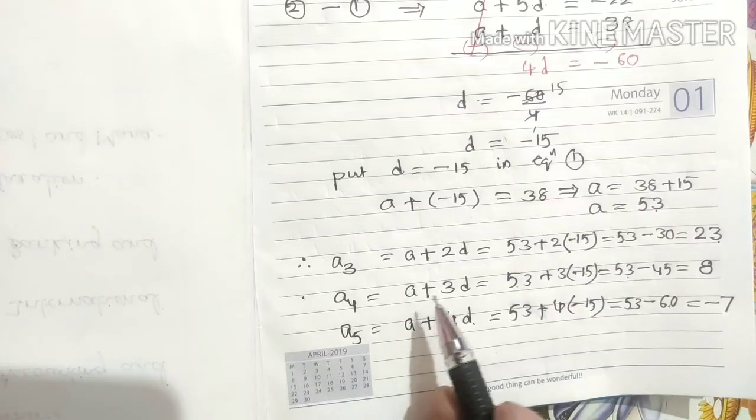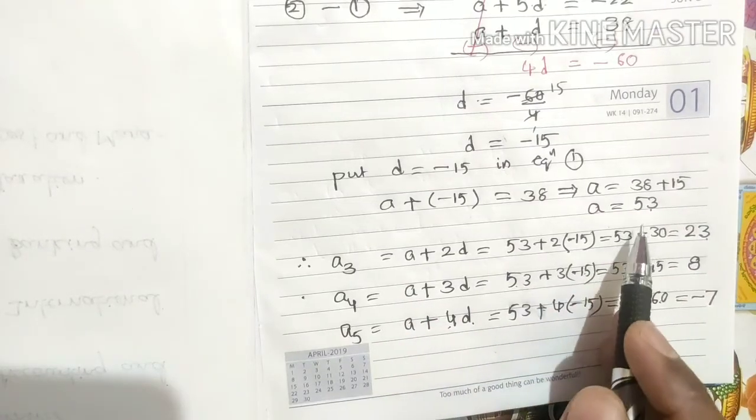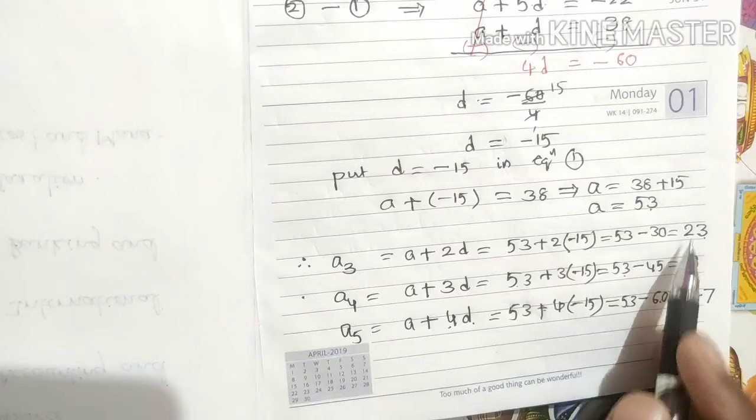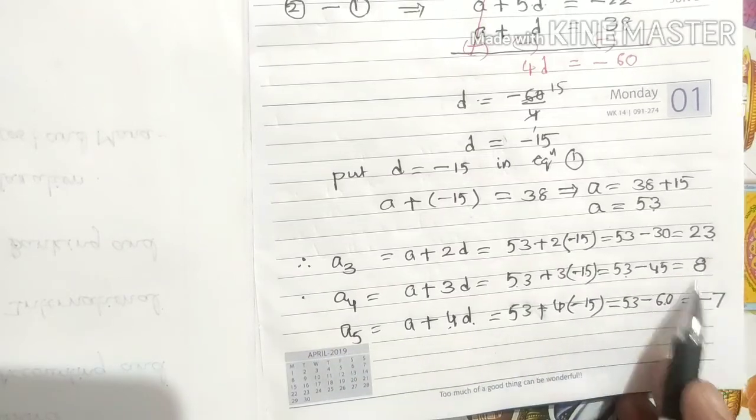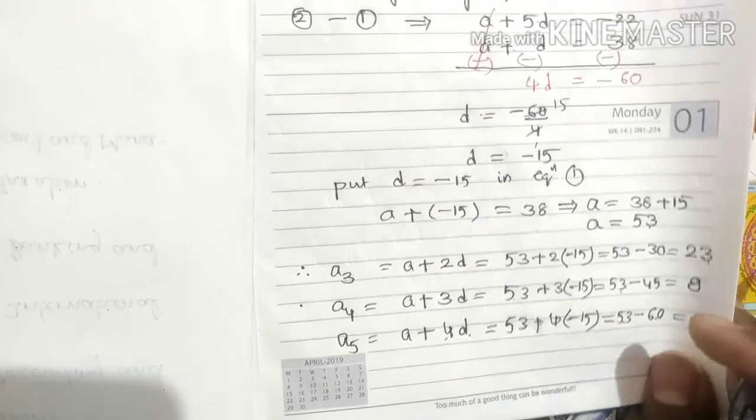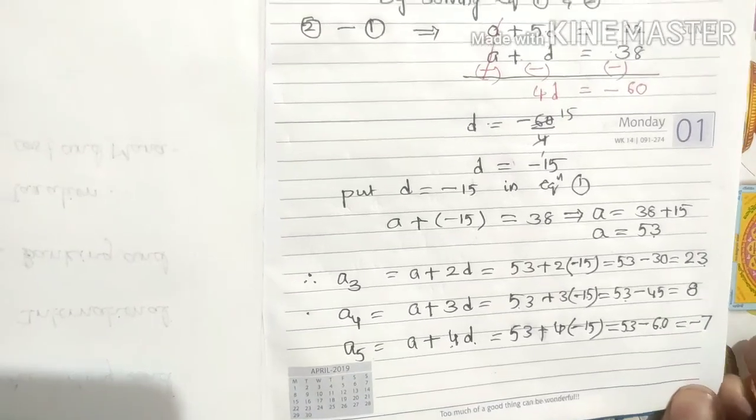So the missing terms are: the first term is 53, the third is 23, and the fourth and fifth terms are 8 and minus 7. These are the missing terms. Like this you have to find out the missing terms.